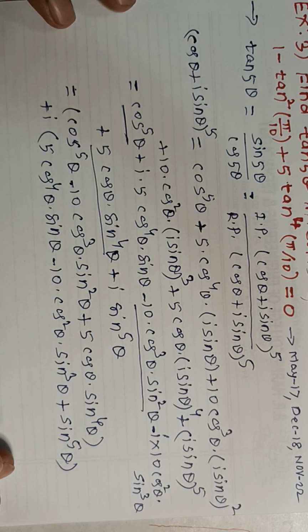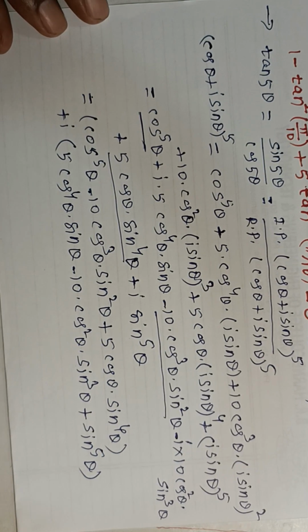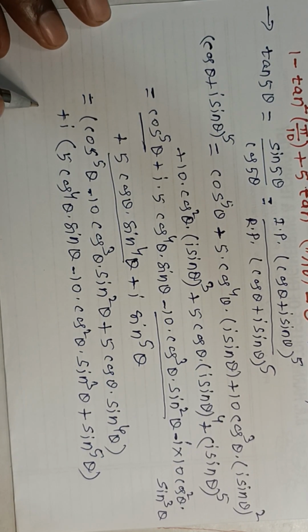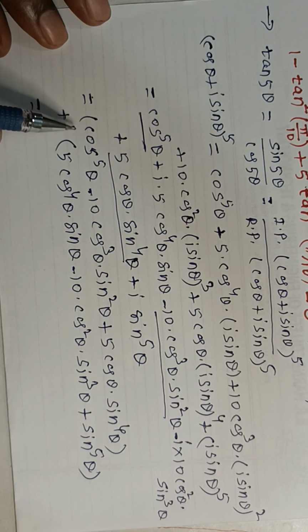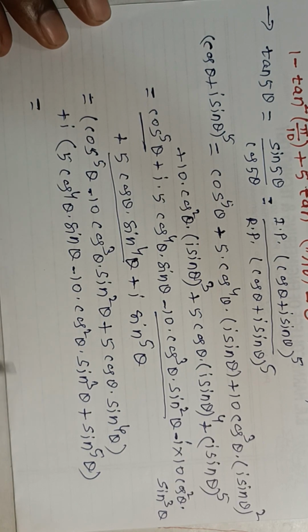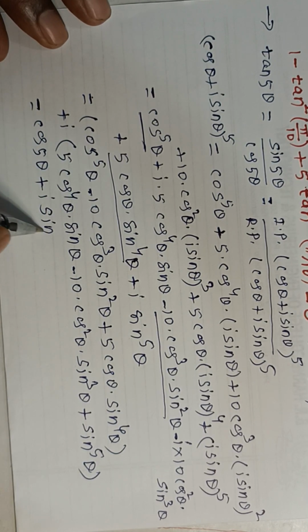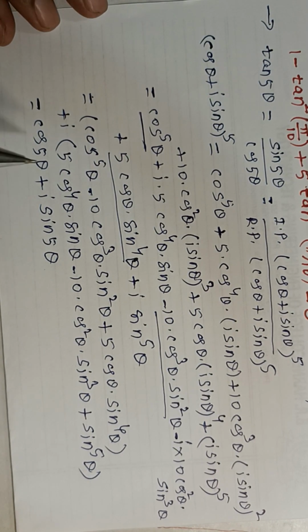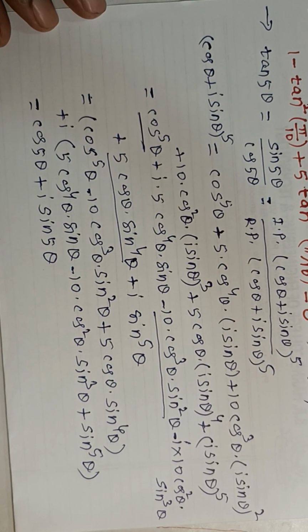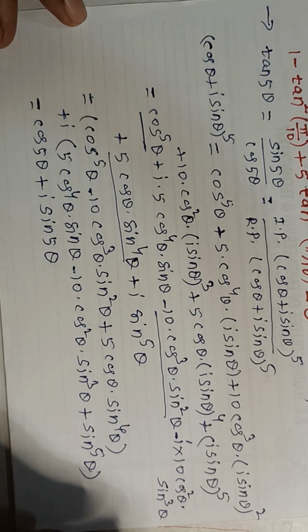In this way, the real part is collected, and the imaginary part is also collected. And this is nothing but cos 5 theta plus i into sin 5 theta. That means cos 5 theta is the real part and sin 5 theta is the imaginary part. Now we have to find tan 5 theta. Let us find tan 5 theta first.